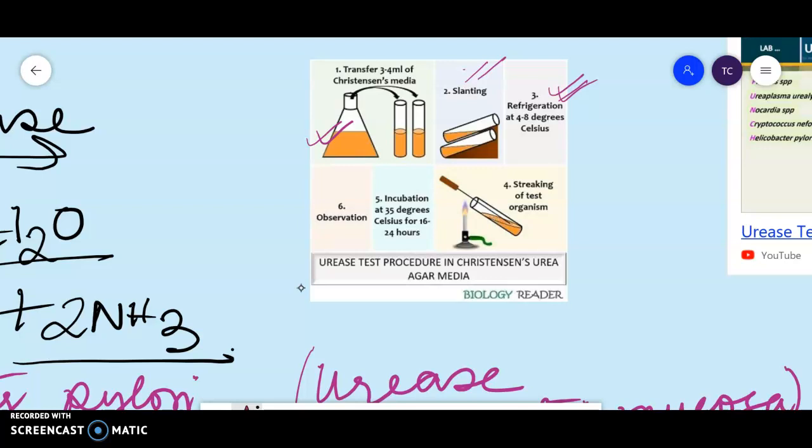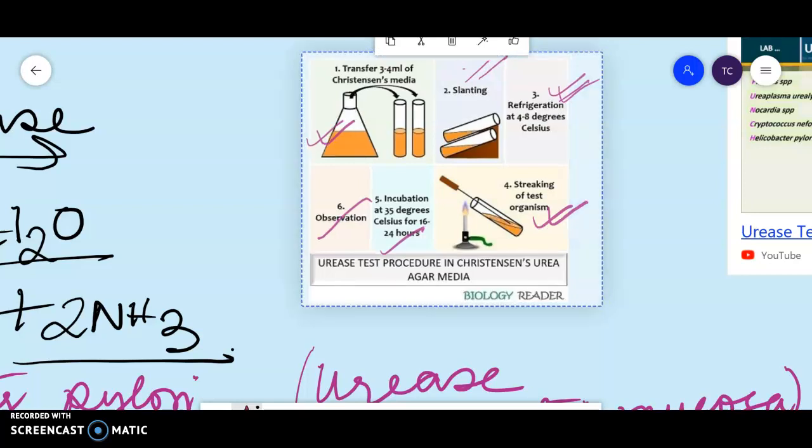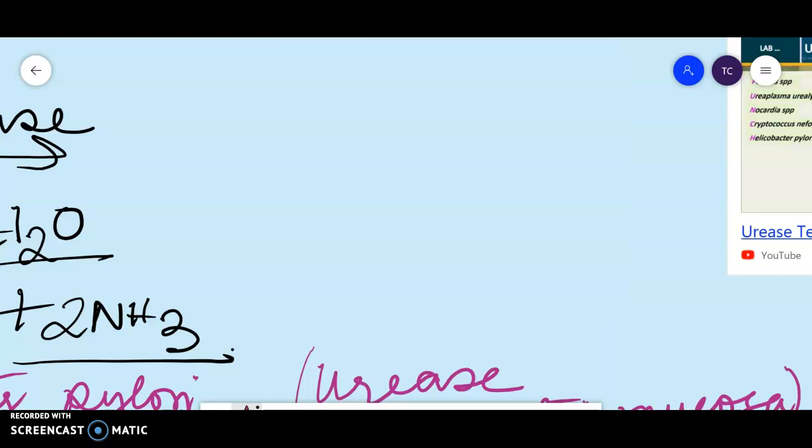Then with the inoculation loop, you streak the test organism onto the culture tube and incubate at 35 degrees Celsius for 16 to 24 hours. Then you do the observation on your slant. It is the easiest way by which you can perform the above test. So this is about your procedure. Next we will move on to the results.